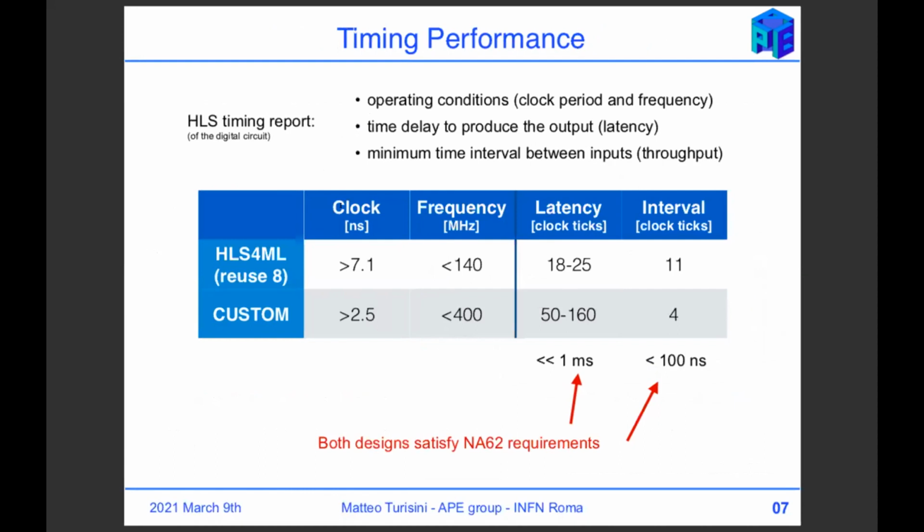Finally, let's take a look at the summary of the timing performances. We have information about the operating condition of the circuit, I mean, the maximum frequency allowed and the corresponding clock period. Together with that, we have also information about the delay between the input and output of the algorithm, which is called latency. And one of the most important parameters for throughput, which is the minimum interval between two consecutive inputs you can feed inside the network.